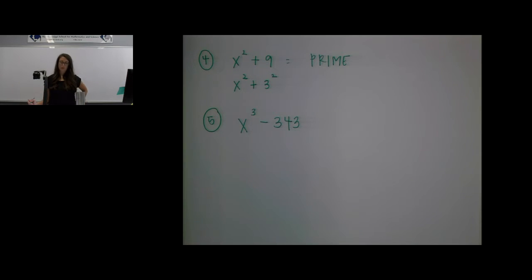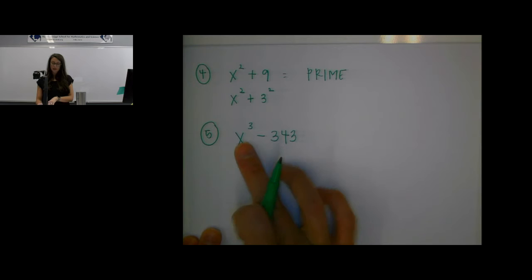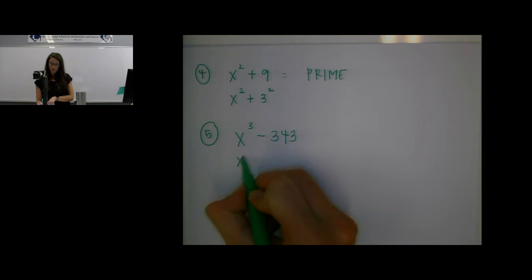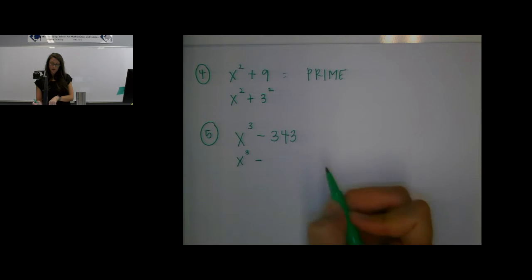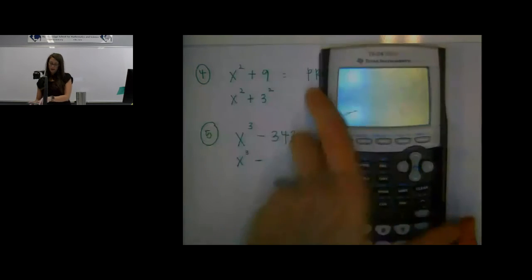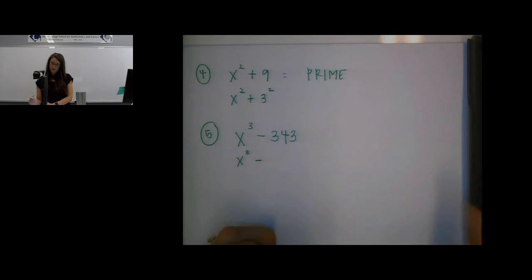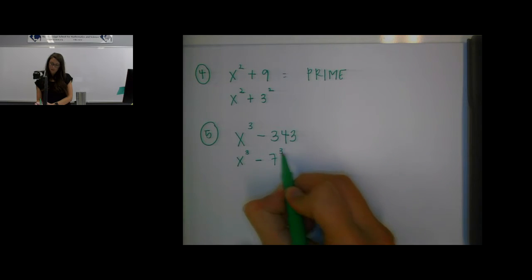Okay, so y'all try to do this one for me. x cubed minus 343. My first term, I can't factor, there's nothing in common here. My first term is a perfect cube. I have a minus in between there. 343 is 7 cubed there. So this will be a 7 cubed.